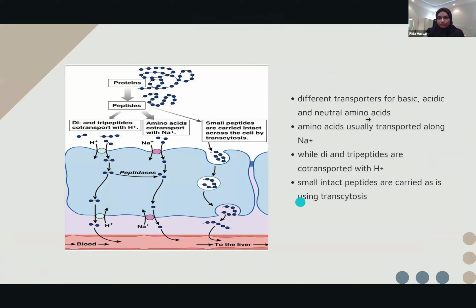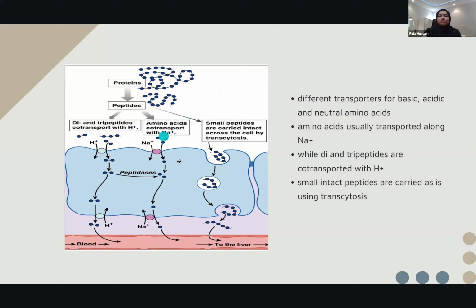So there are different transporters for basic, acidic, and neutral amino acids. We don't have to go into detail. Just know there are different transporters. She didn't specify any names. The only names that she specified were for the carbohydrate transporters, which are SGLT1, GLUT5, and GLUT2 that you have to remember. So there are different ones for amino acids. We didn't go into details.